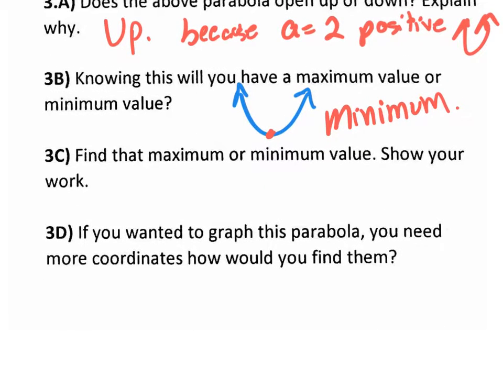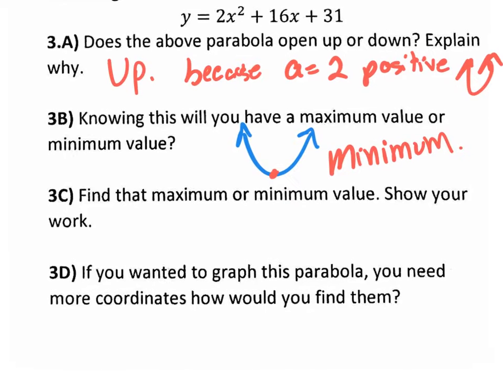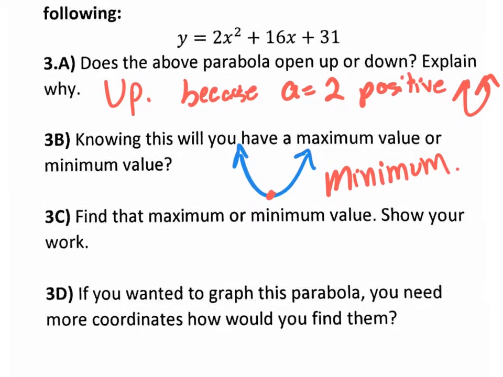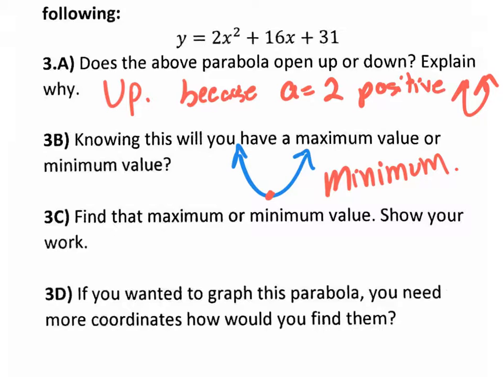3c, find that maximum or minimum value. Show your work. Now, some of us are thinking, what do you mean find that maximum or minimum value? I don't even have the graph yet, so how am I supposed to know what's the maximum height or what's the minimum? Well, we don't need to actually see the graph. Why not? Because we know that the vertex is that maximum or that minimum value, correct? So if we know the vertex formula for the above equation, we should be able to find the coordinate, which would be the maximum or minimum value.